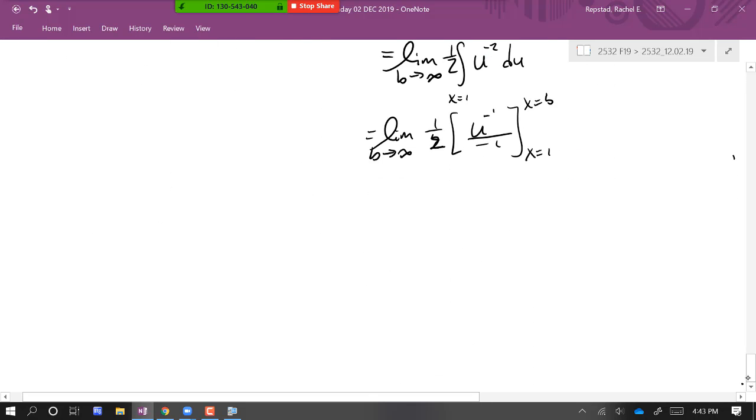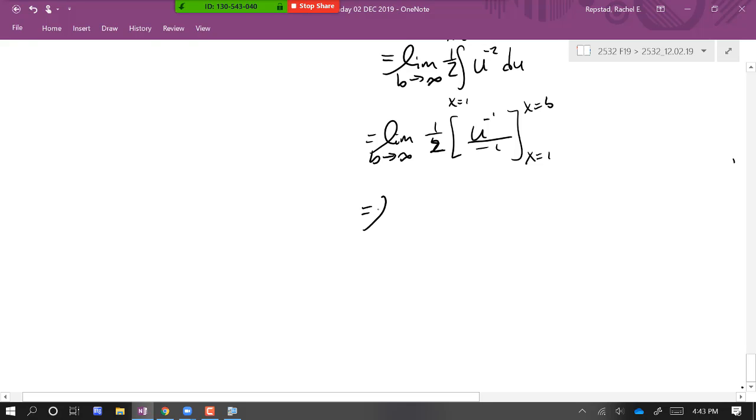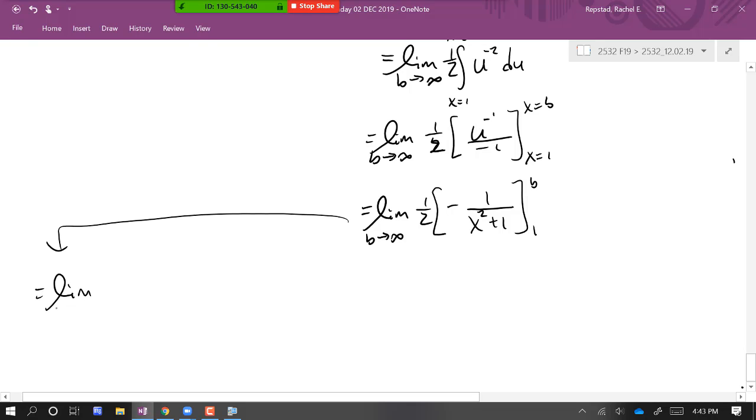It gave me a quarter as the final. Was it converges to a quarter? I had a half. So this is minus 1 over u. I'm going to throw the x's back in, so that's minus 1 over x squared plus 1 from 1 to b. Does that look right? Yeah. Limit as b approaches infinity of 1/2 times negative 1 over b squared plus 1 minus a negative, so plus 1 over 2.